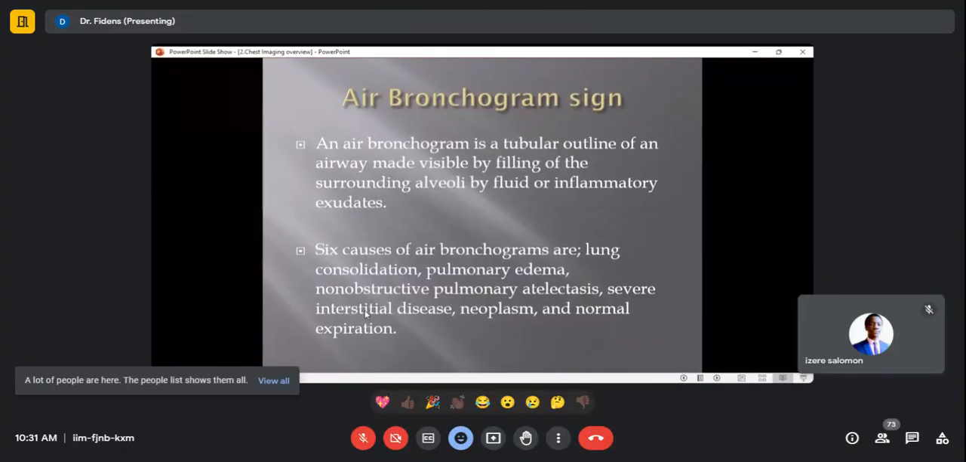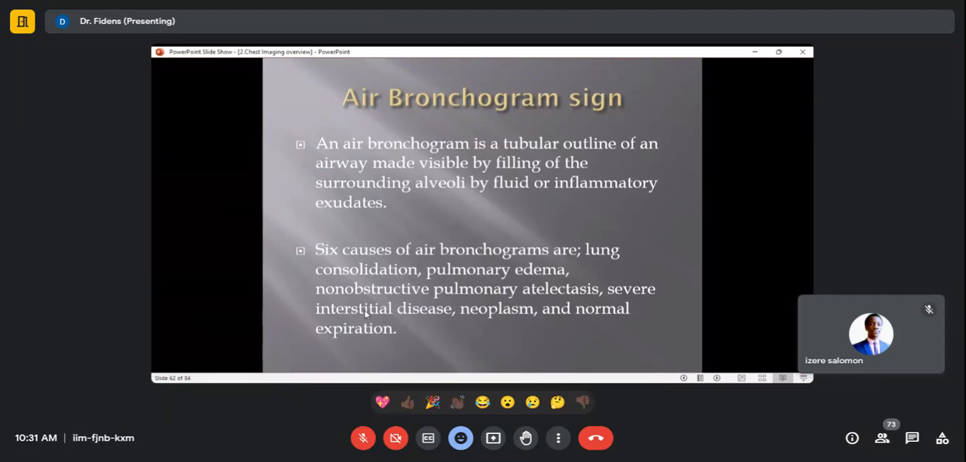they are passing through the opacity. And on X-ray, you can see those bronchi. Okay? You can see the tubular structures within the opacity. That sign now is what we call air bronchogram sign. Okay, I think it is even written that an air bronchogram is a tubular outline of an airway made visible by filling of the surrounding alveoli.